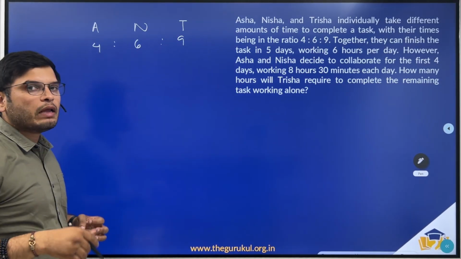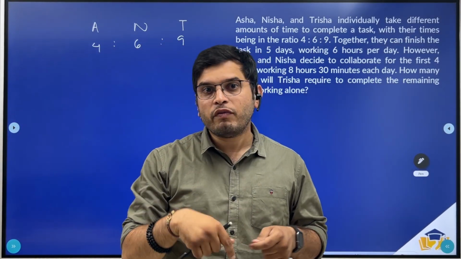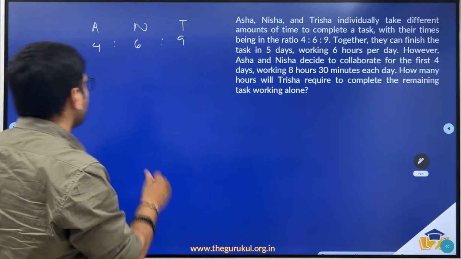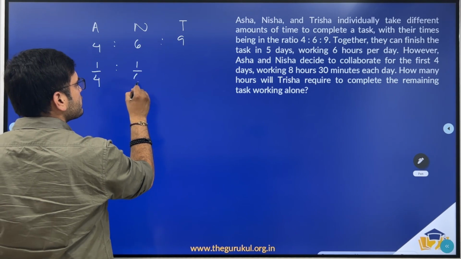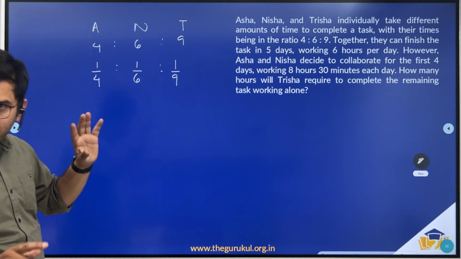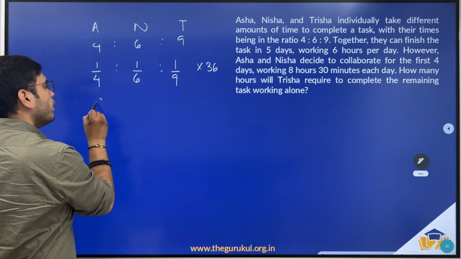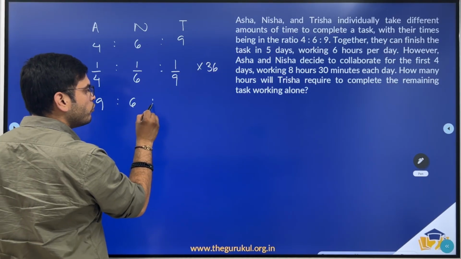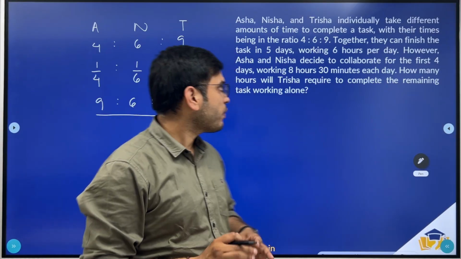If the ratio of the times taken is 4 is to 6 is to 9, their efficiencies will be in the ratio of the reciprocals of the times taken. Right. So efficiencies will be in the ratio 1 by 4 is to 1 by 6 is to 1 by 9. Now what is the LCM of 4, 6 and 9? 36. So let me multiply this ratio with 36. So 9 is to 6 is to 4 becomes the ratio of their efficiencies, right?